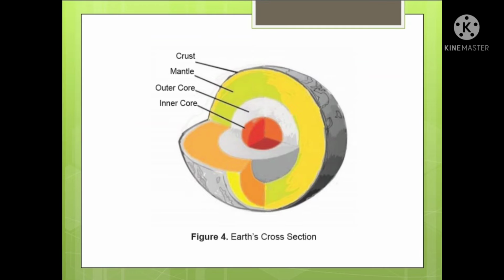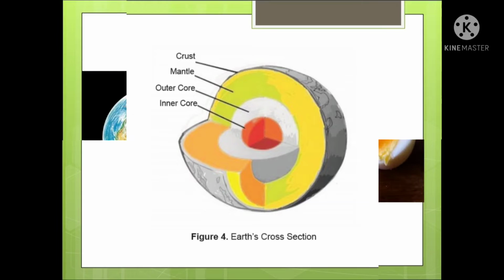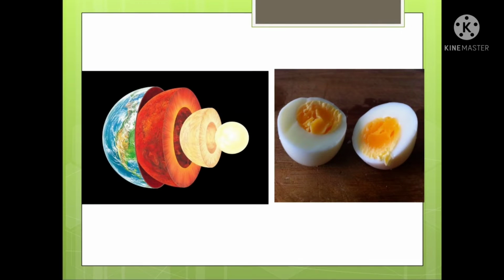So we have here an Earth's cross section. As you can see, this is a simple structure of the Earth's layers. We have the crust, the mantle, the outer core, and the inner core. And this picture shows the comparison of the Earth's structure and the structure of a boiled egg.